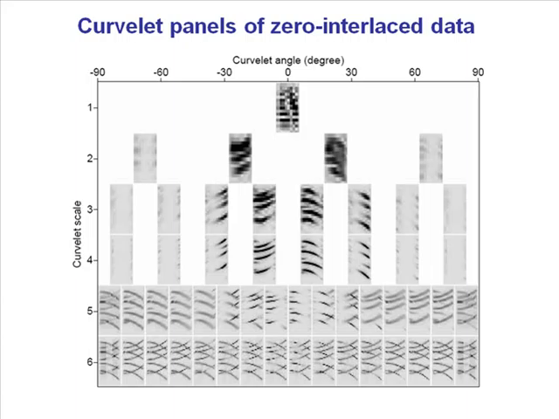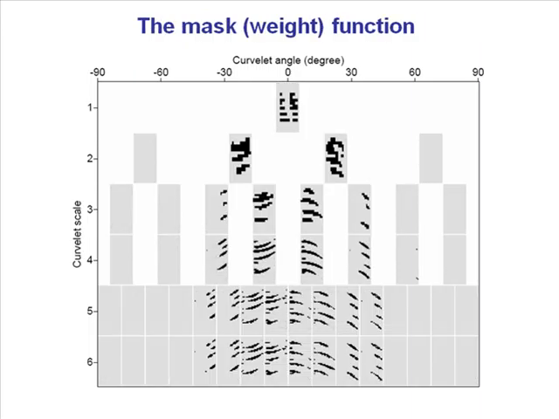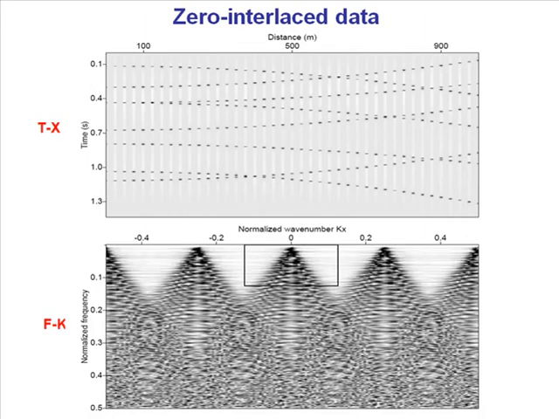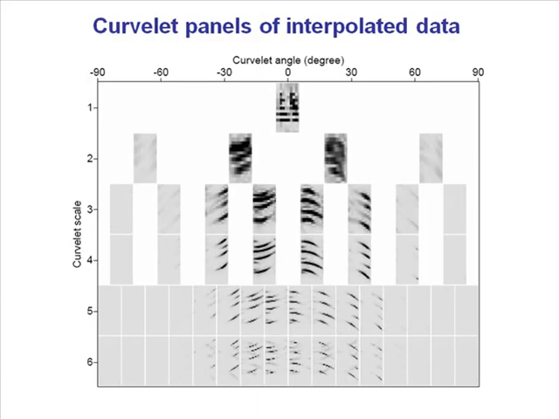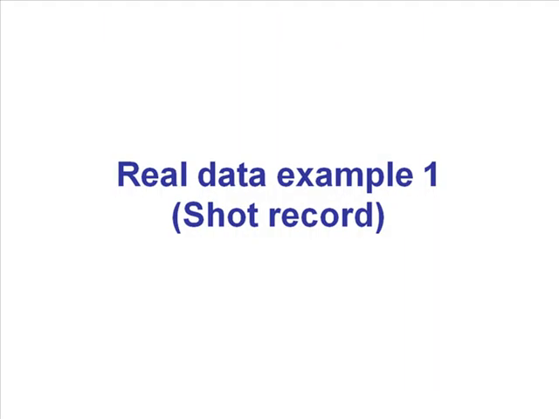There is no alias energy. So I can make a mask function from this and project it down to the other scales and get rid of these high amplitudes that are not supposed to be there. So this is the mask function I built from that data, and this is the result after applying it. You get rid of all those high amplitudes that overlay your data. And that's it. So let's show some real data examples.